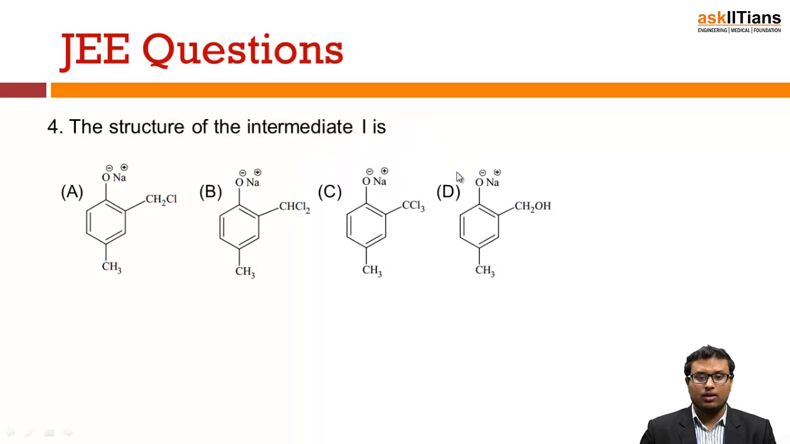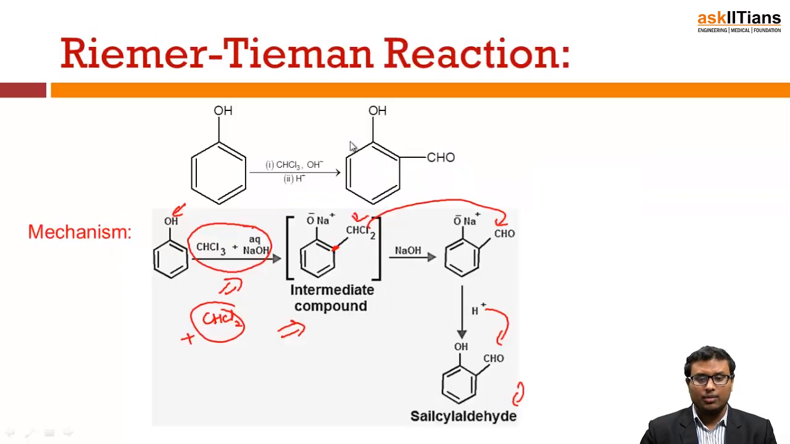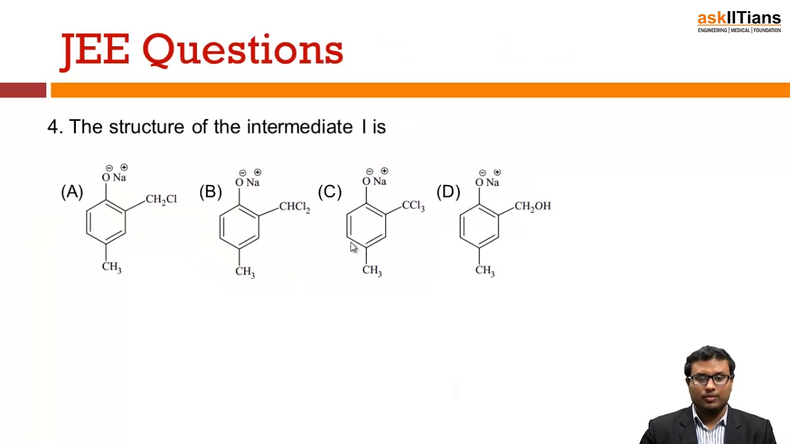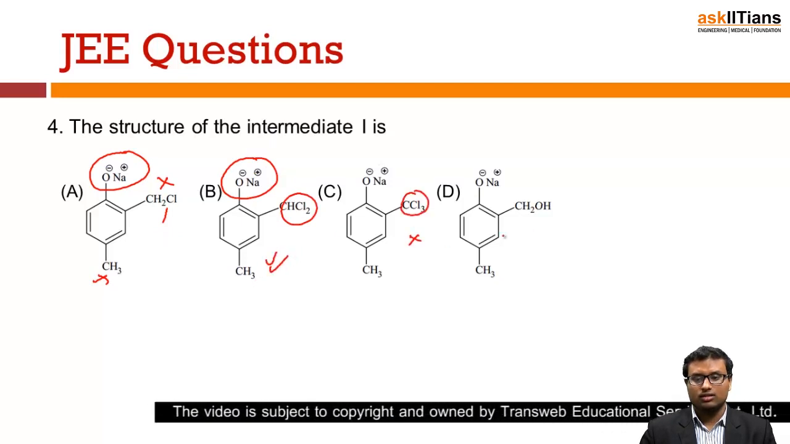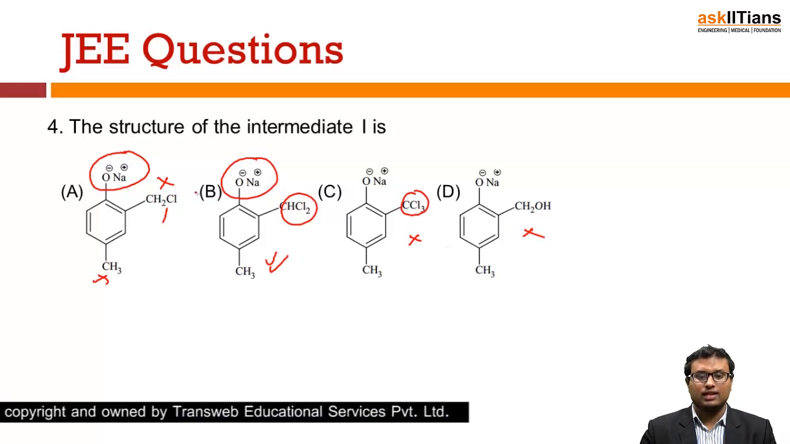Next, the other question of the paragraph is the structure of the intermediate ions. So you know that in the intermediate compound you have O minus Na plus, which is the phenoxide, and you have CHCl2. So obviously that will be the intermediate compound here also. Let's see. So you have ONa and CH2Cl. So this will be wrong. Remember, your CH3 is not getting affected in the whole process. Next, here you have ONa and CHCl2. Yes, you got the answer. Here you have CCl3, wrong answer, CH2OH, wrong answer. So the structure of the intermediate compound is B.